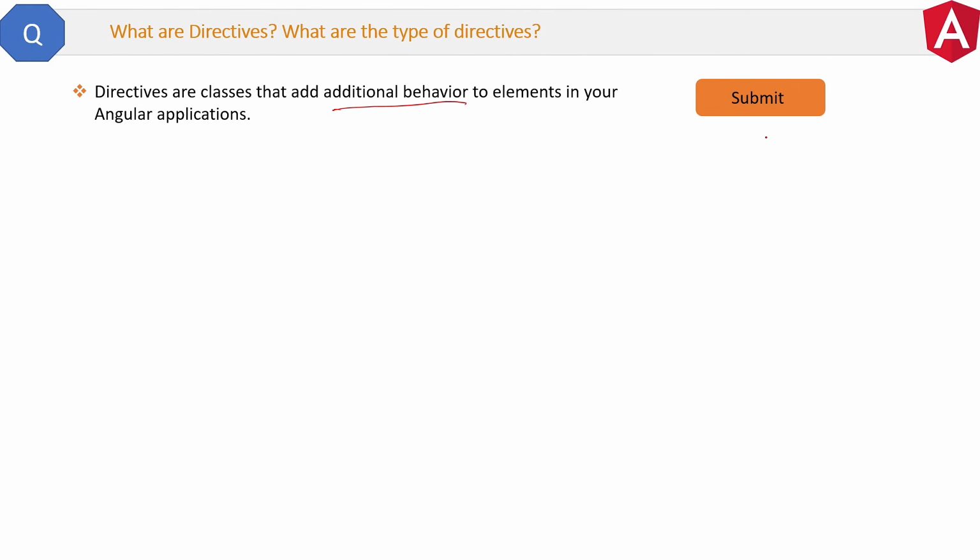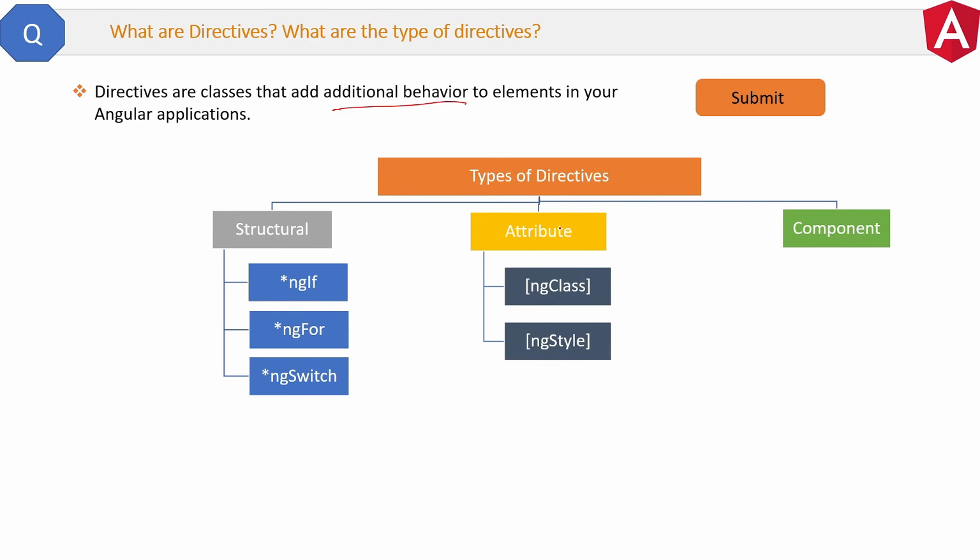Now directives are of many types. Here are the types of directives: structural directives, attribute directives, and component directives. These are all built-in directives which are provided by Angular. You can create and add your own custom directives, but that is a different case.